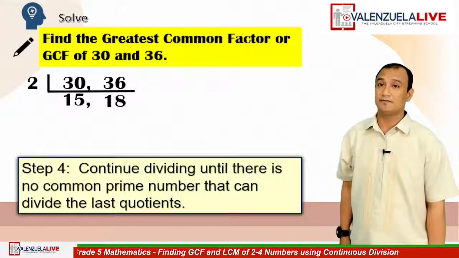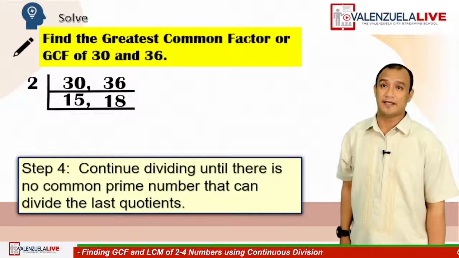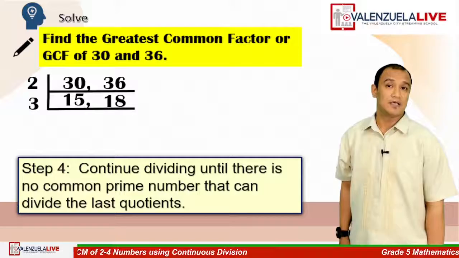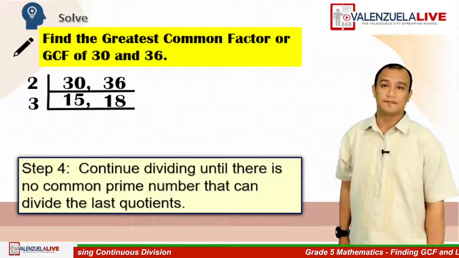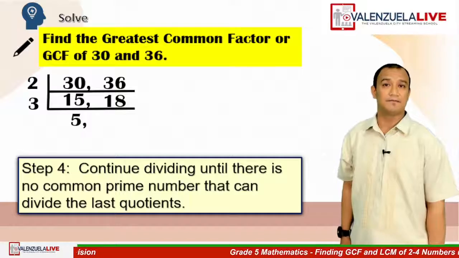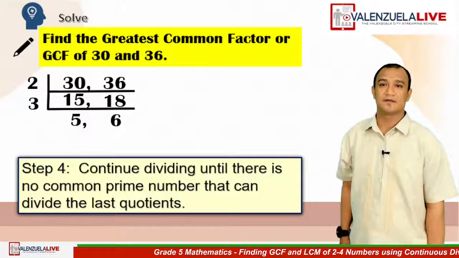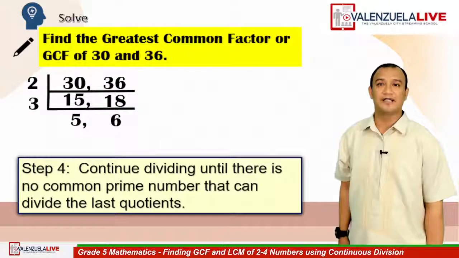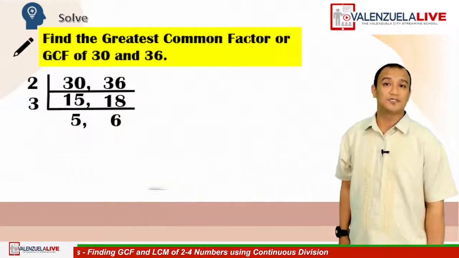So let's continue dividing. Let's have another prime divisor like 3. Why 3? Because 15 and 18 are both divisible by 3. So let's divide. 15 divided by 3 is 5. 18 divided by 3 is 6. Now, since we have no common prime number that can divide the last quotients, let's proceed to step 5.